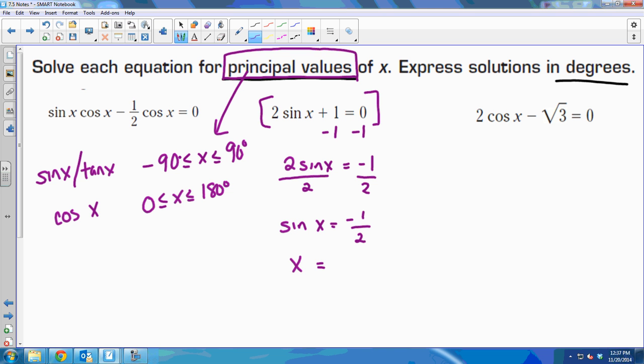Okay, so what's wrong about saying 330 degrees? It's not between negative 90 and 90. So we have to change those. Remember, we changed 330 to negative 30, and we changed 315 to negative 45, and so on and so forth. So this is going to be at negative 30 degrees. That's the answer, yes.